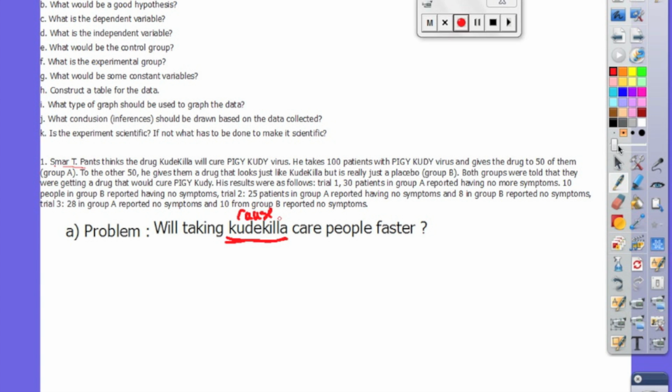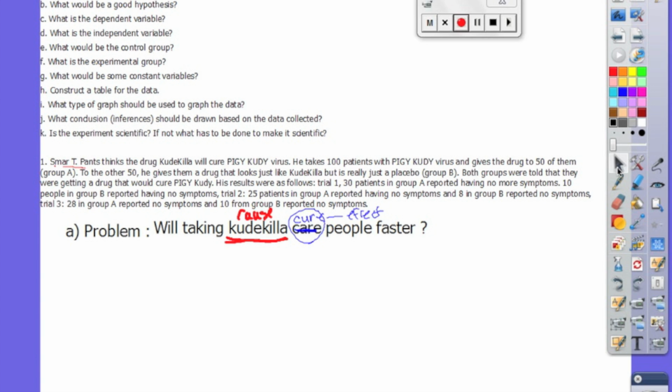And I'm trying to make it finer. This is going to be the effect. The effect is, oops, I'm going to have to erase that. It's cure, sorry. I'm trying to make this as neat as I can. Cure is going to be the effect. Cure. Right? Okay, now we're going to do the hypothesis statement.